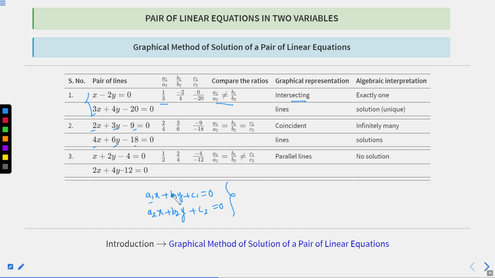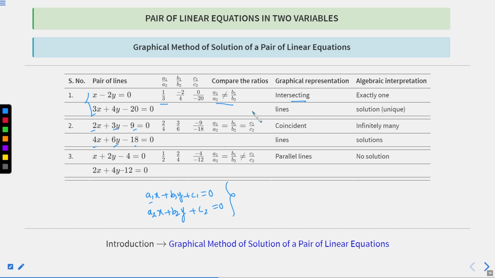Now the ratios: a1 by a2 is equal to 1 by 2, b1 by b2 is equal to 1 by 4, and c1 by c2 is equal to minus 4 by minus 12. Here you can see a1 by a2 is equal to b1 by b2, but it does not equal c1 by c2. So the lines are actually parallel to each other. When this condition holds, the lines are parallel lines.